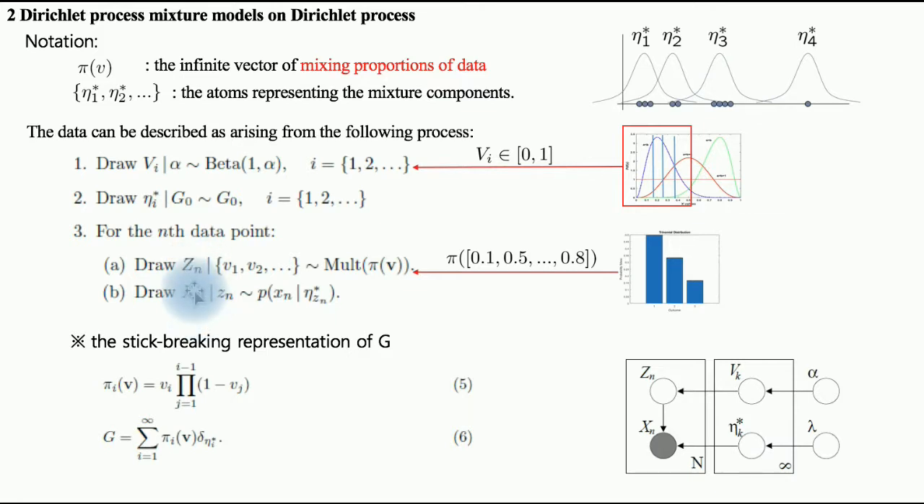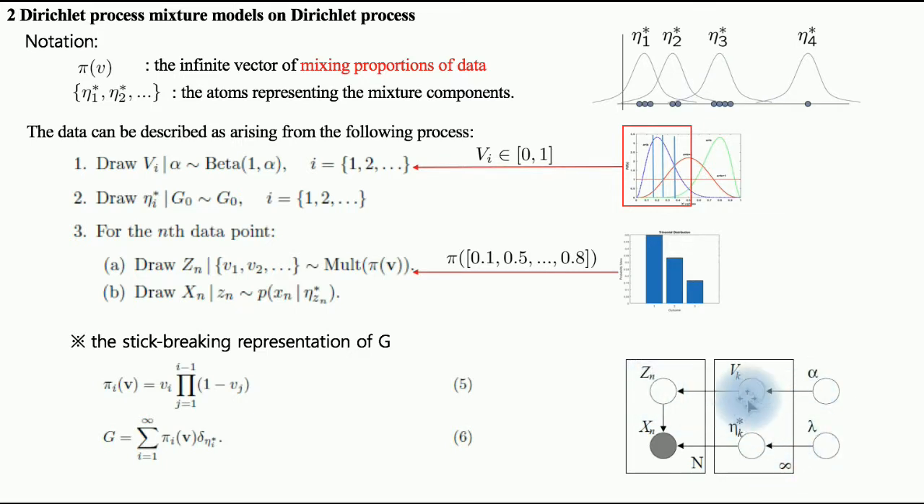And DP can be simplified to the stick-breaking representation. The stick-breaking representation of G with the two infinite collections of independent random variables Vi and eta r star follows these equations. And the stick-breaking construction for the DP mixture is defined as a graphical model in these figures.